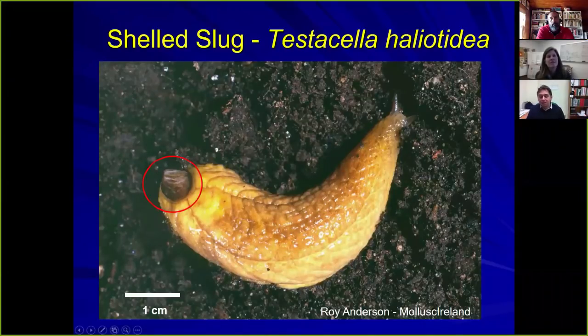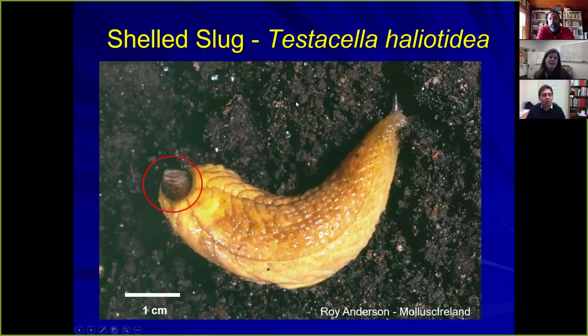So if you do find a slug that looks like this, please do reach out to me. I would be very interested in hearing from you. And this slug is also a carnivore, and it feeds predominantly on earthworms. And because it doesn't feed on plants, it's usually not regarded as an agricultural or a horticultural pest.